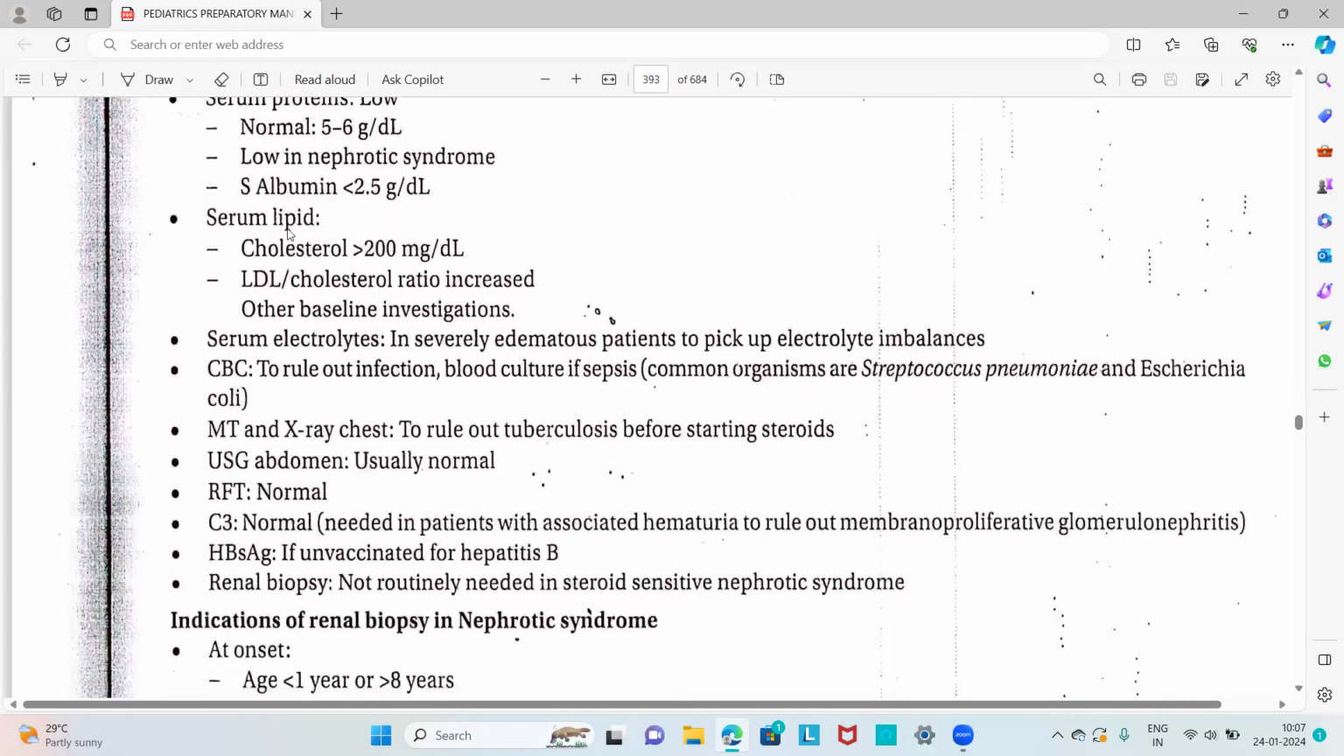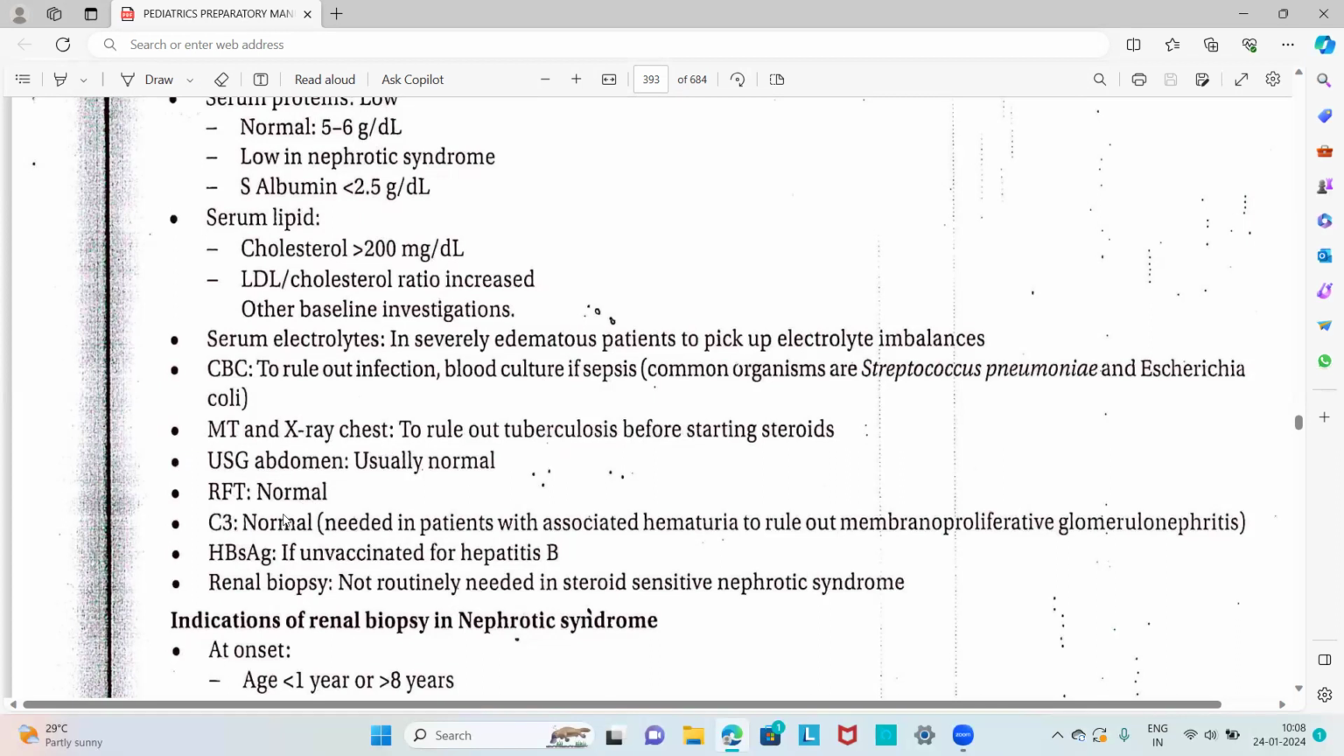Then about the serum lipids, cholesterol is greater than 200 milligram per deciliter. That is a diagnostic criterion for nephrotic syndrome, and the LDL to HDL cholesterol ratio is increased. Other baseline investigations are serum electrolytes in severely edematous patients to pick up electrolyte imbalance, CBC to rule out infection, blood culture if sepsis is present, and Mantoux test and X-ray of chest to rule out tuberculosis before starting steroids, and USG abdomen. Usually it is normal in nephrotic syndrome, and we have to go for renal function test. It is also normal.